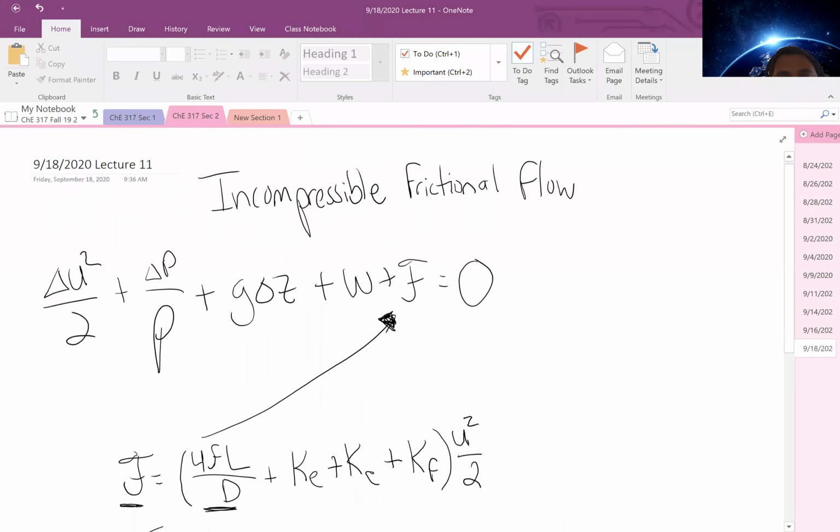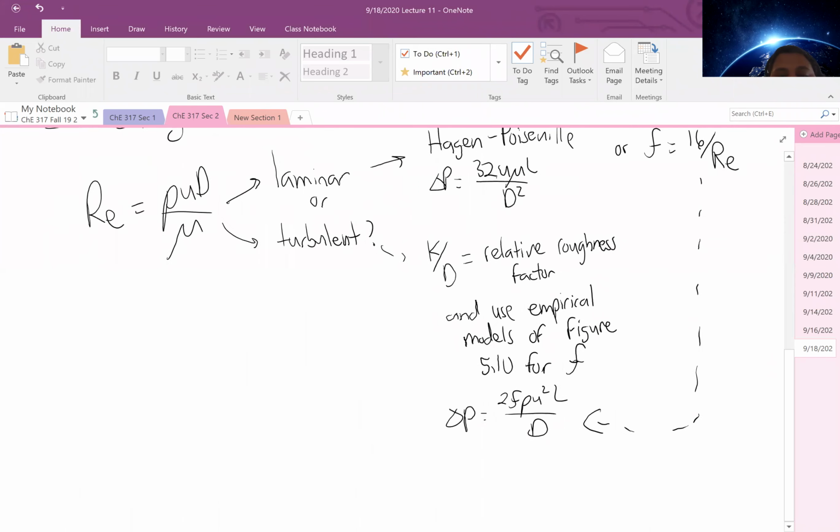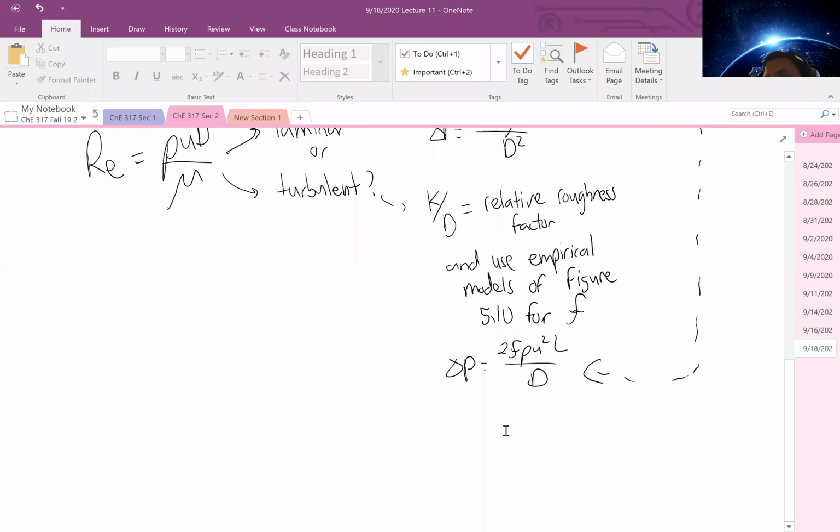Any questions over this system and how friction is incorporated within our mechanical energy balance?